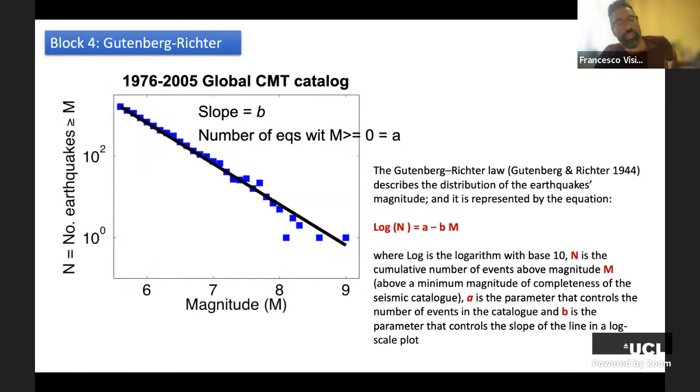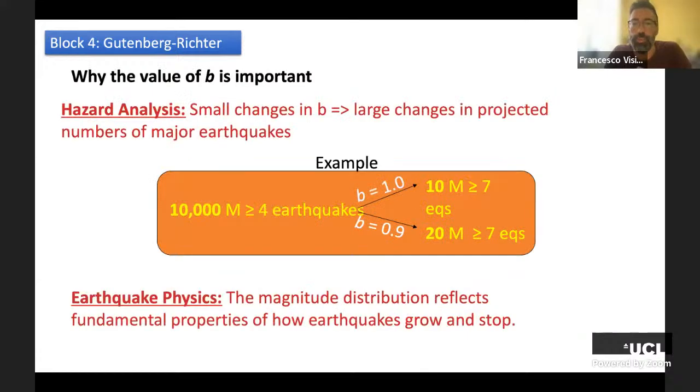Block number 4 is the Gutenberg-Richter. I don't want to spend much time on the Gutenberg-Richter, not because it's not important, but because it's so important that I hope we will have another lecture or a jamming series in the future focused on this. So we know what the Gutenberg-Richter is, and we know why it's very important to estimate the b-value.